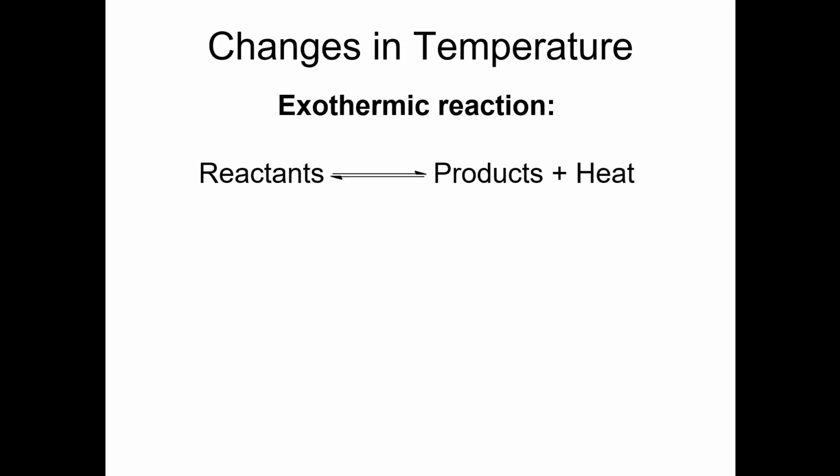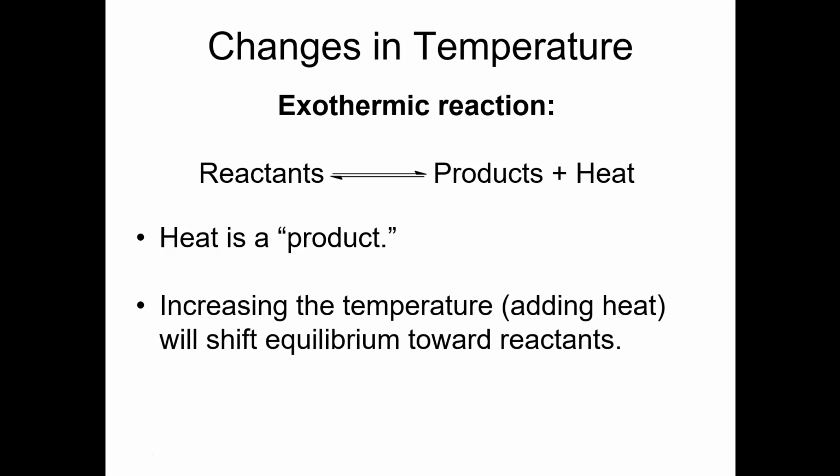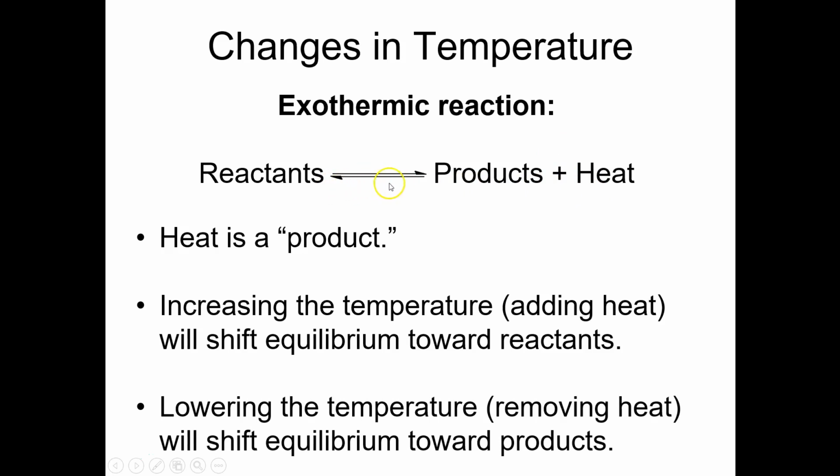What about an exothermic reaction? Well, an exothermic reaction generates heat, produces heat, and so we can write it this way: reactants react to give us products plus heat, and therefore we can treat heat as a product, and therefore we can once more apply Le Chatelier's principle. If I increase the temperature, that has the effect of adding heat, which is adding a product, which will shift the equilibrium toward reactants. If I lower the temperature, that has the effect of removing heat. I am removing a product, therefore the equilibrium is going to shift toward products.